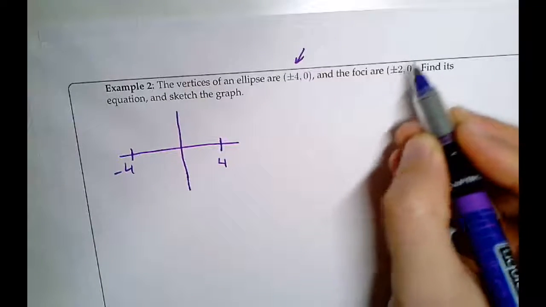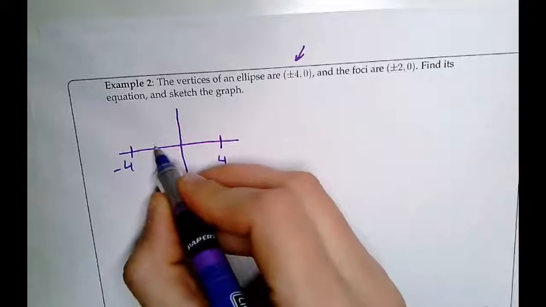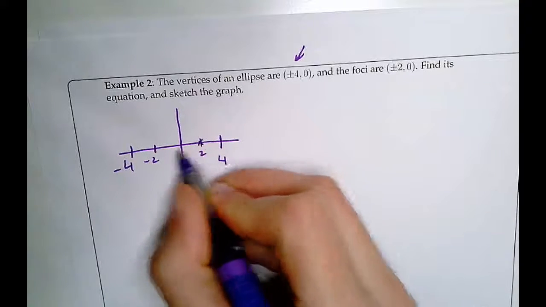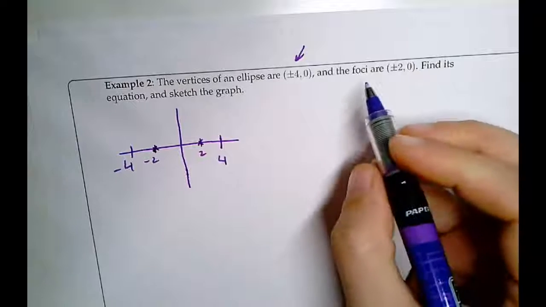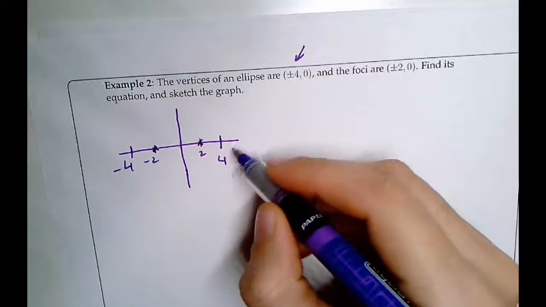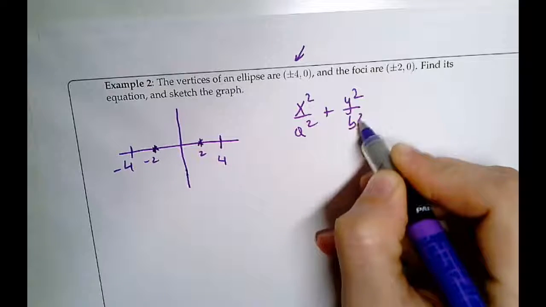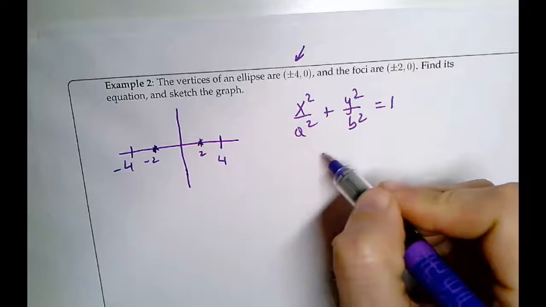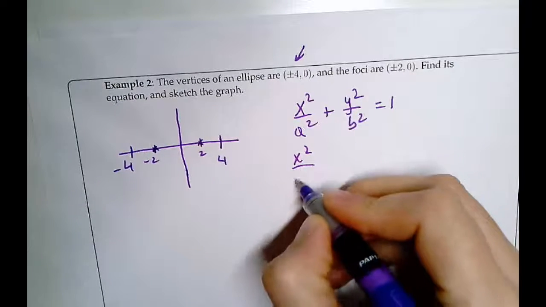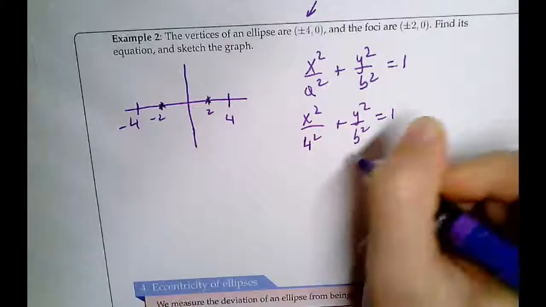And that is also explained by the fact that the foci are plus or minus 2 and 0. So the plus or minus 2 is right here. So those are the foci, and those are the vertices. So the only thing I need to find, so this is the equation of it, I know that a is 4. So far the equation is x squared over 4 squared plus y squared over b squared equals 1. So I need to find b.